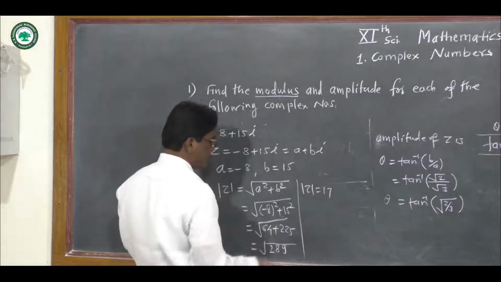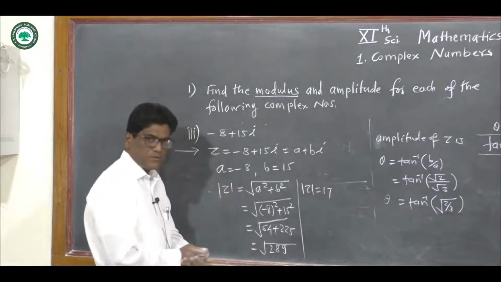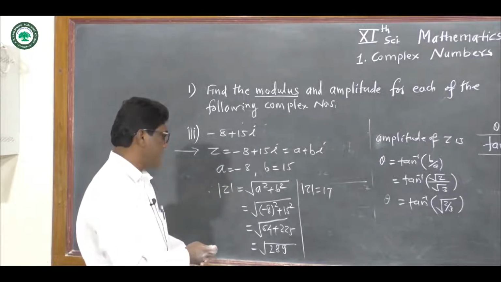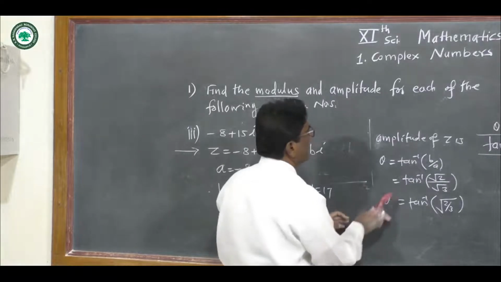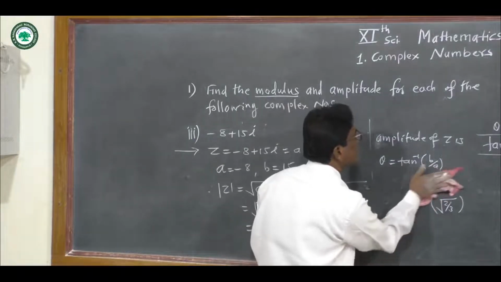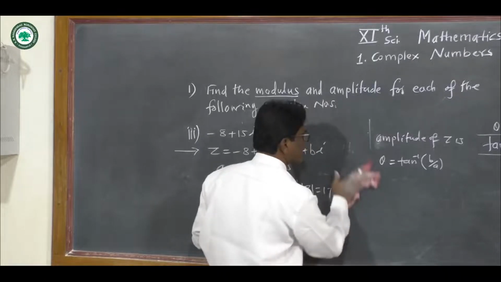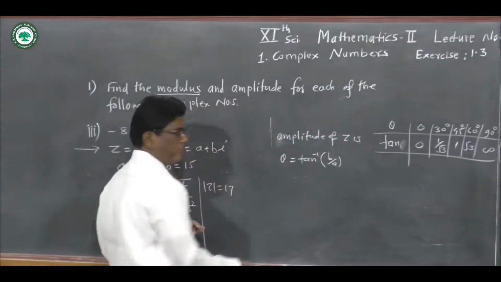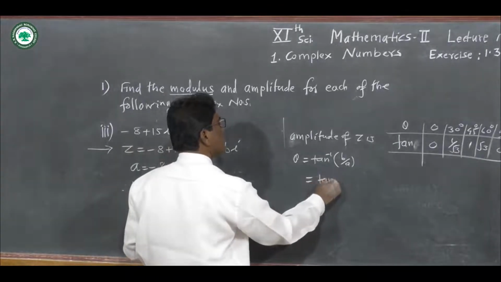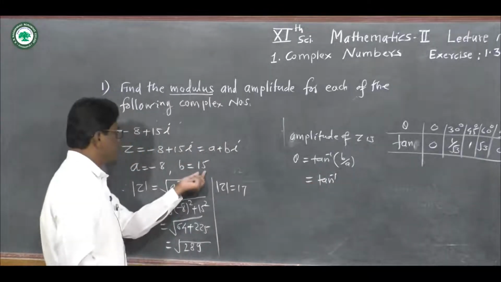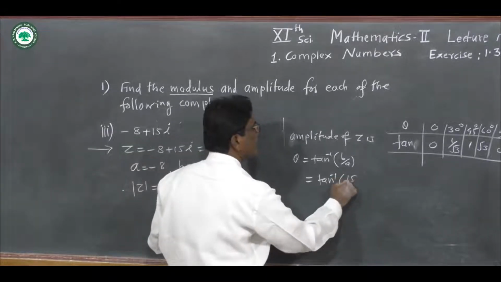We know that 17 square is equal to 289. So mod of z is equal to 17. So next we find theta. Amplitude of z is given by theta is equal to tan inverse of b upon a. So it is equal to tan inverse of, we put the value of b, that is 15, upon a, minus 8. 15 upon minus 8.